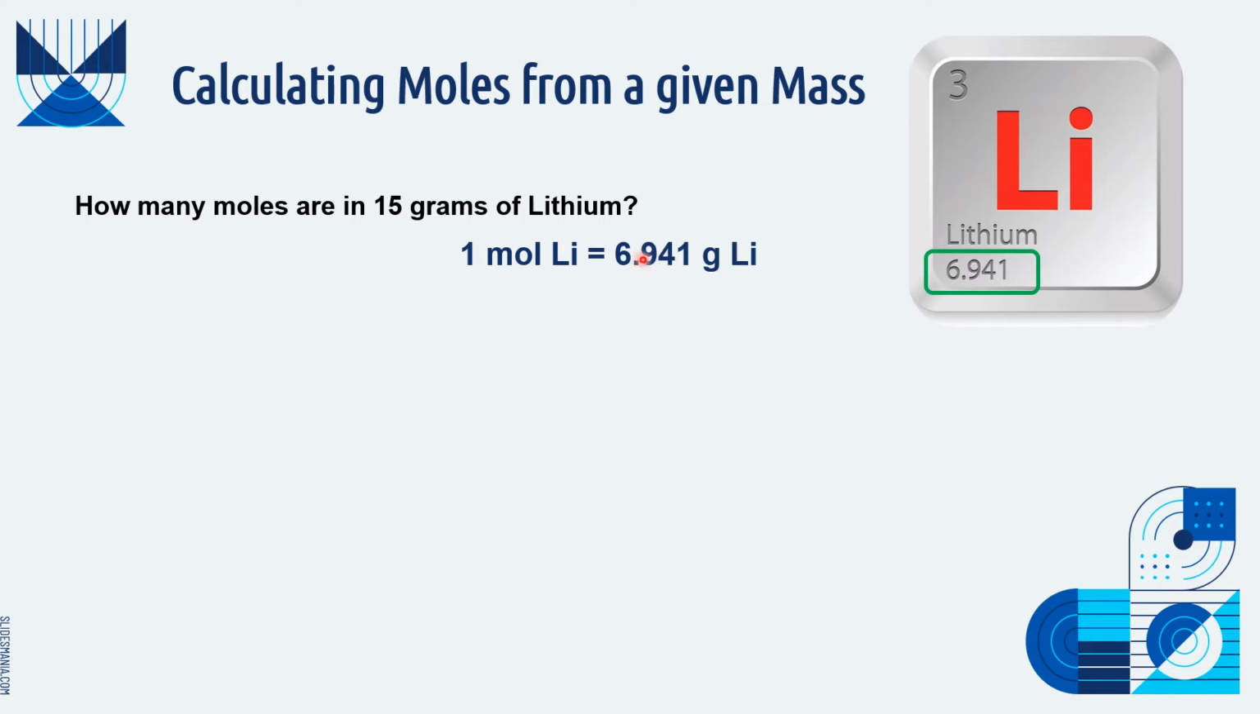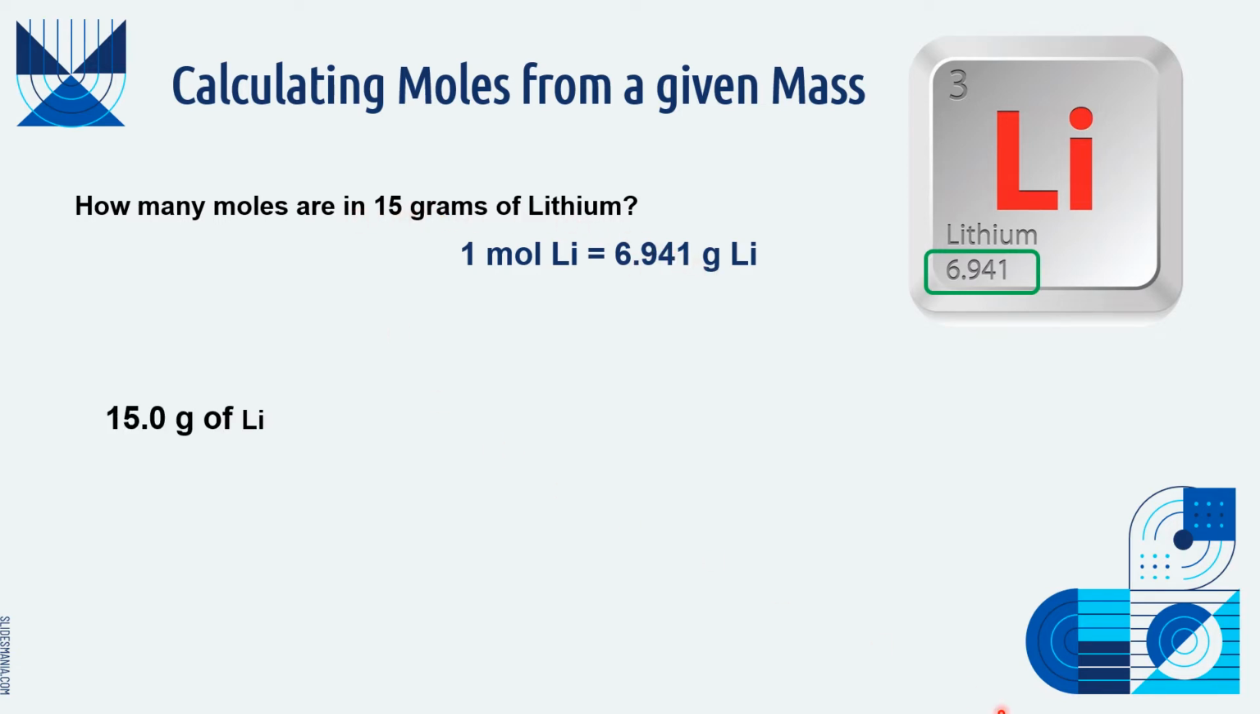Okay, saan ito galing ulit? Sa atomic mass ng lithium. Because it says here, the atomic mass of lithium is 6.941 gram per mole. So, what does it mean? In every 1 mole of lithium, there is 6.941 gram of lithium. So, we can now use this one to solve this problem.